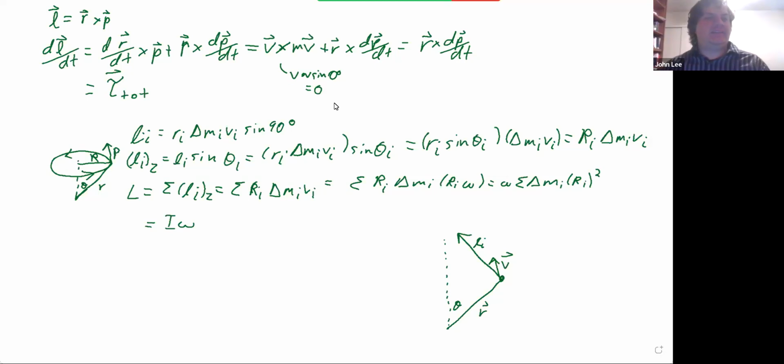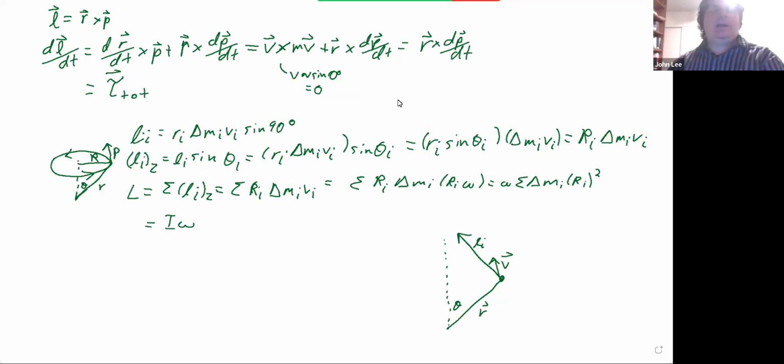So dL/dt, in the same way that dp/dt, the change in linear momentum, is equal to the net force, the change in angular momentum is equal to the net torque.